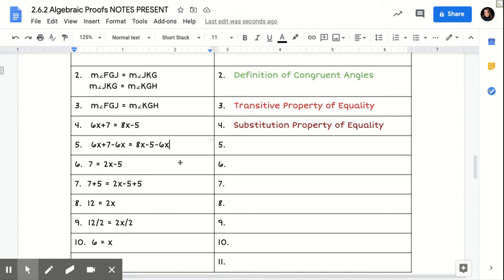Now the next step goes into some algebra here. So we're going to go back to using our algebraic properties from yesterday. Looking at the previous step, it says 6x plus 7, and then it goes to 6x plus 7 minus 6x. And this side says 8x minus 5, and this side says 8x minus 5 minus 6x. So this would be the subtraction property of equality.